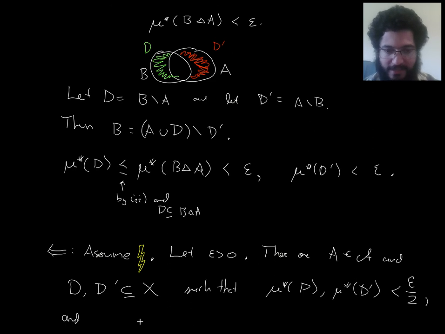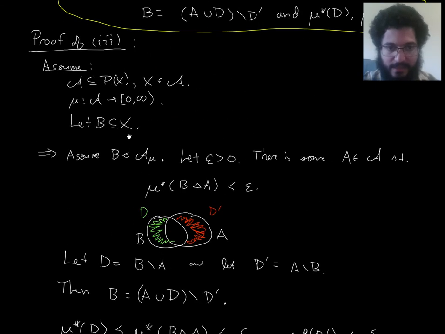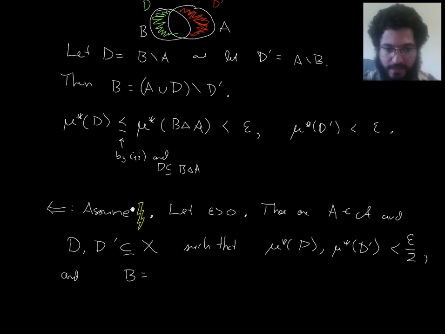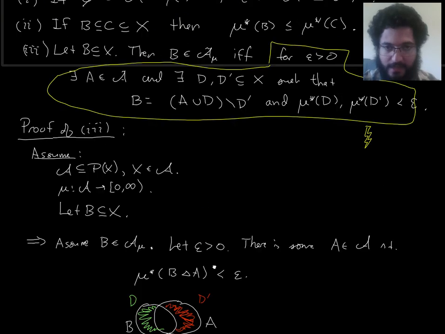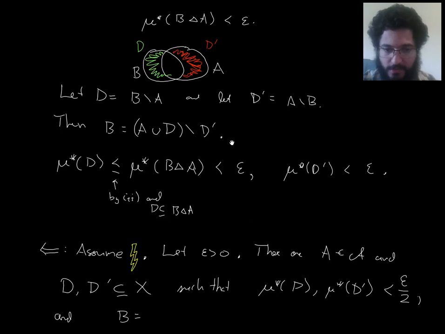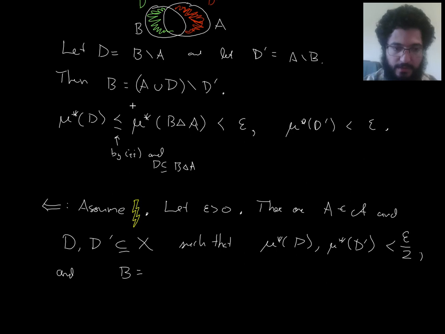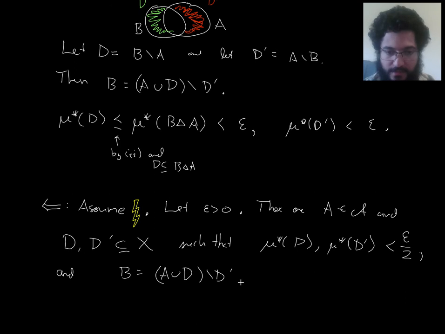And such that my original B that I started with, remember B is just some random subset of X, and I'm trying to show that if B satisfies lightning bolt, this condition, then B is mu measurable. So B is my special set A with this small set thrown in and a small set deleted.